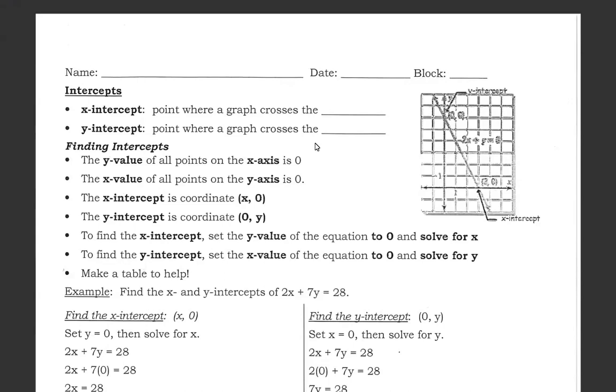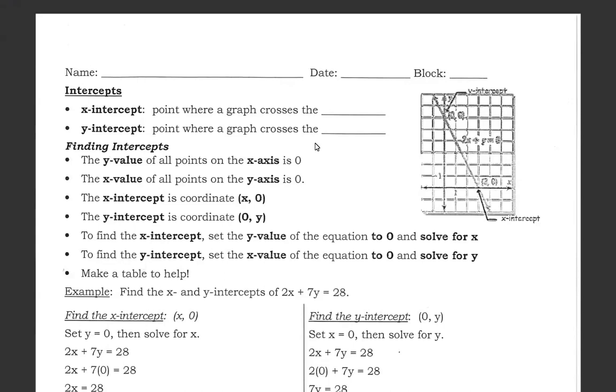Okay, so what we did is we just learned how to graph a line using a t-chart. So now we're going to condense that and learn how to graph a line using a smaller t-chart with only two values. And these are X and Y intercepts.